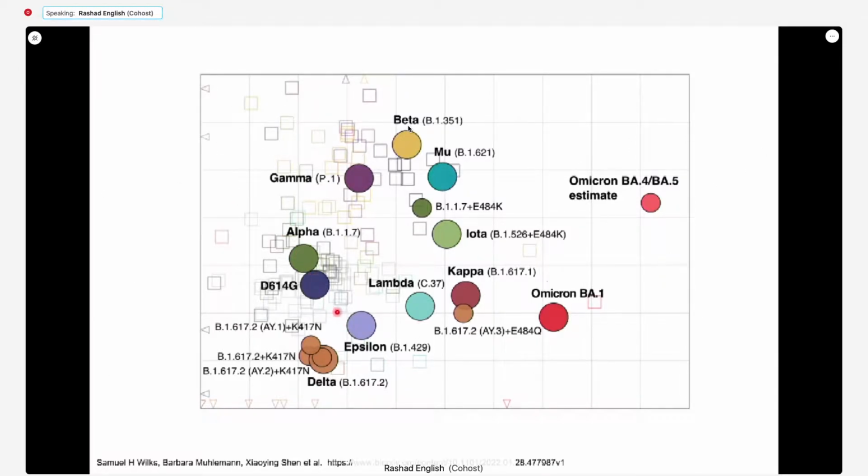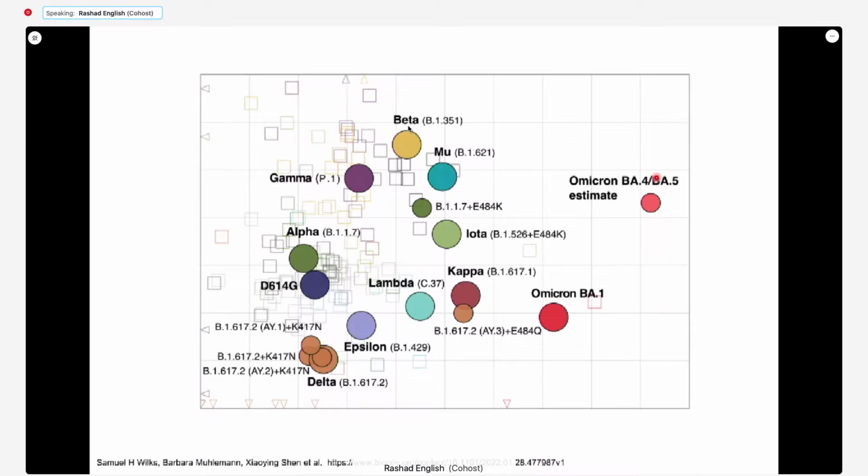The original wave 1 virus is here in dark blue, alpha here in green, delta here in these brown viruses, the beta virus up here, the 526 before 4K here, the kappa here and the lambda, and then the BA1 here, the BA2s around in this area, and then the BA5 up here.